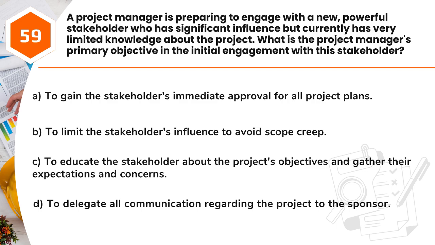Question 59. A project manager is preparing to engage with a new, powerful stakeholder who has significant influence but currently has very limited knowledge about the project. What is the project manager's primary objective in the initial engagement with this stakeholder? A. To gain the stakeholder's immediate approval for all project plans. B. To limit the stakeholder's influence to avoid scope creep. C. To educate the stakeholder about the project's objectives and gather their expectations and concerns. D. To delegate all communication regarding the project to the sponsor.